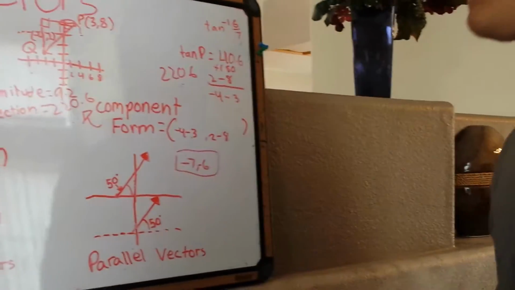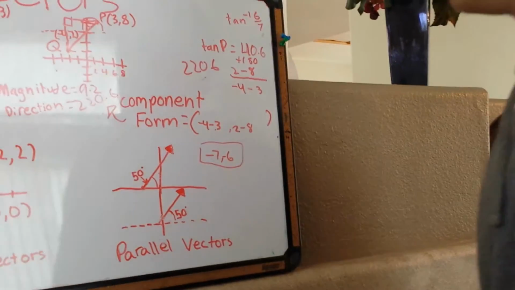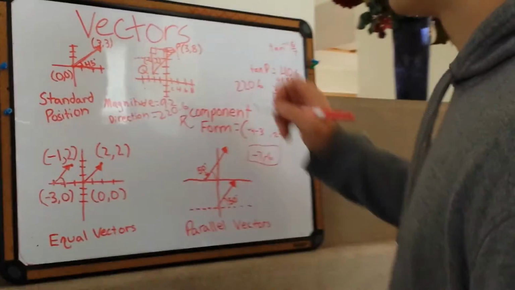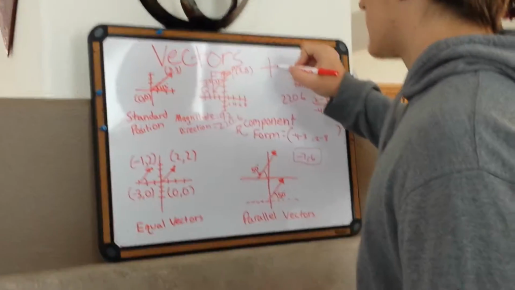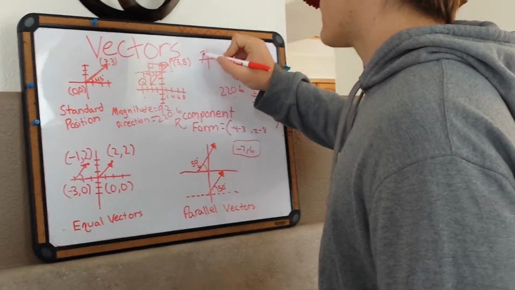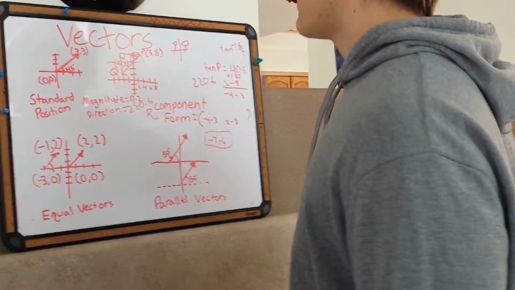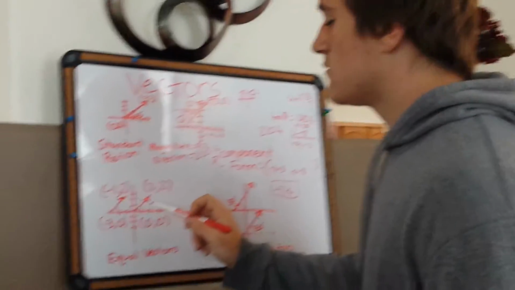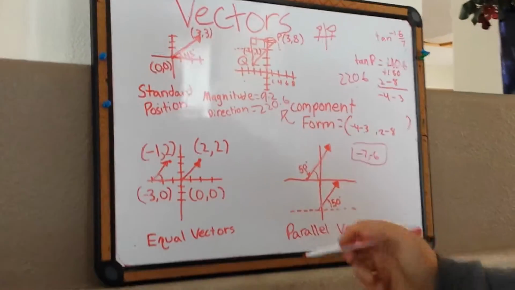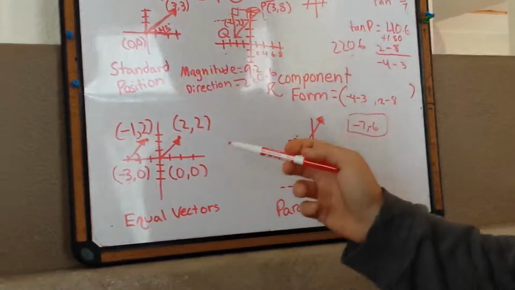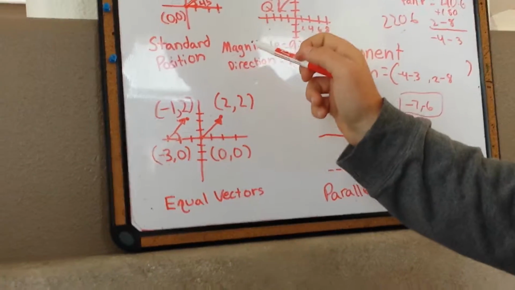And then basically the whole reason you want to know all this is so when you have shapes for tessellations and dilations and they have vectors, it's easier for you to solve. It also helps you with equal vectors. Equal vectors are vectors that have both the same magnitude and direction.